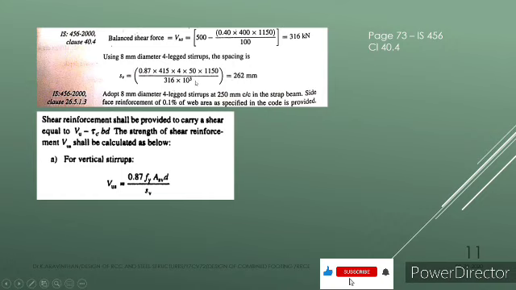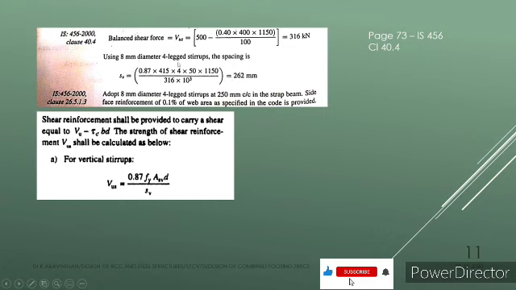Vu is 316 into 10 power 3. Here we are converting everything in terms of Newton, and 0.87, Fy is 415, and Asv, area of steel. Now, we are assuming 8 mm 4-legged stirrups.